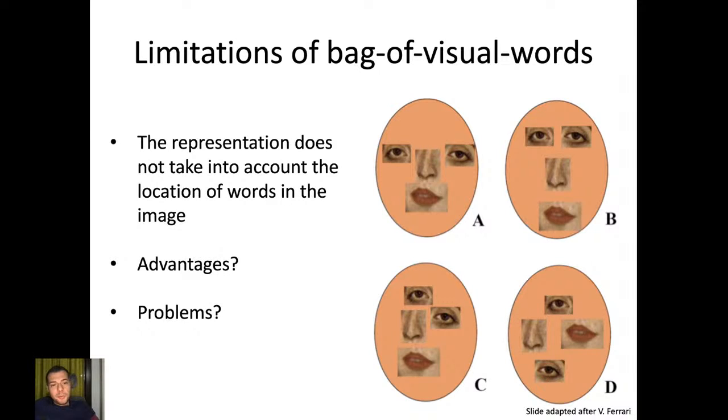But this can also represent a problem because it will recognize also things that are actually not faces. So the bag of words representation for an image that looks like this will also be recognized as a face. So this is not right.